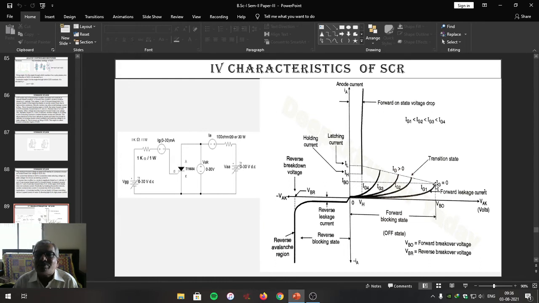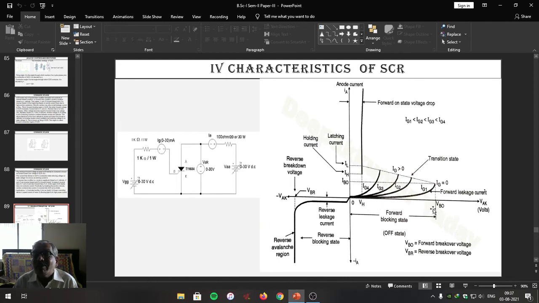Friends, at a particular VBO, the SCR is latched into the conduction state, and that particular current we can call the latching current. Whereas holding current is the current below which the SCR will remain in the off condition. Holding current is the current at which the SCR holds in the off condition, and that voltage at which it holds is called the holding voltage, or it is called the on-state voltage.